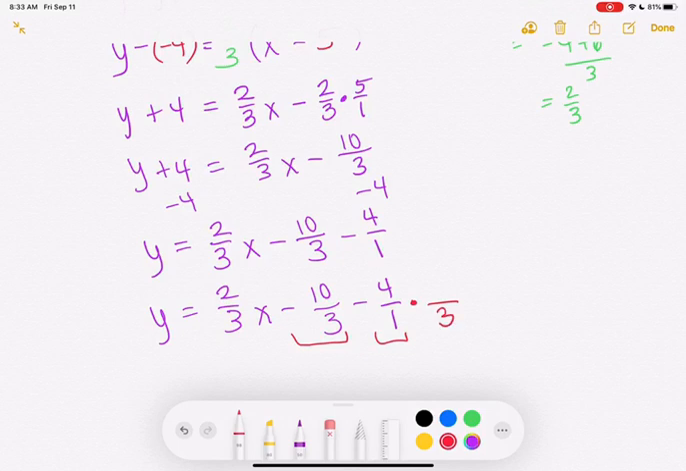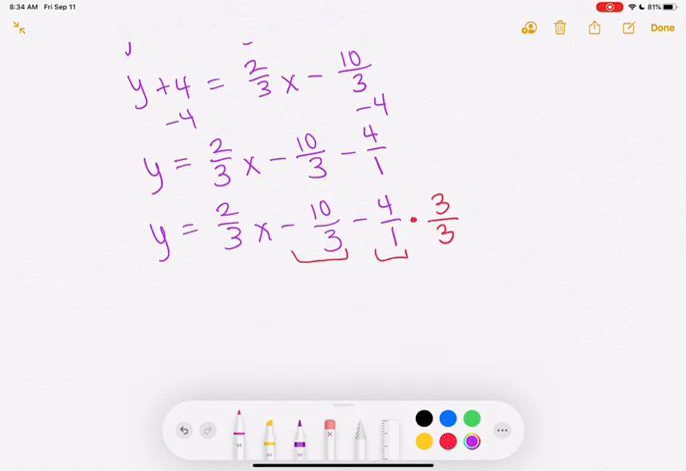Now, can I just randomly multiply the bottom? I cannot, but I can scale up my fraction by multiplying it by 1 by way of writing 3 over 3, because anything over itself is 1. So I can do that, right? I'm just going to blow up this second fraction. So now I have y equals 2/3 x minus 10 over 3. I'm going to put the minus here. 4 times 3 is 12 over 3.